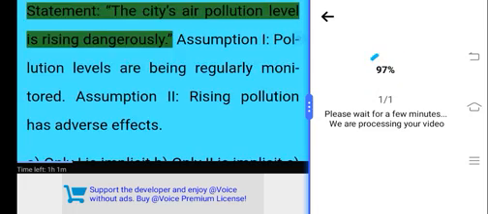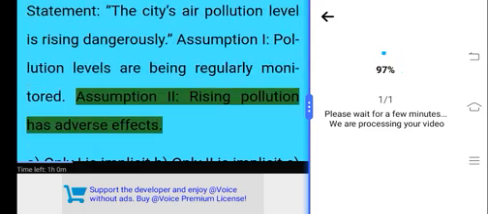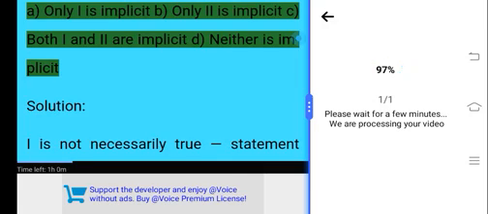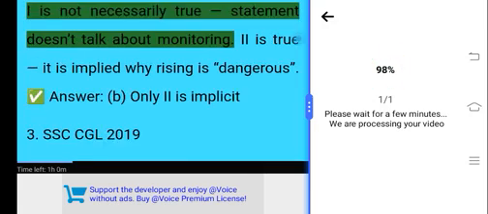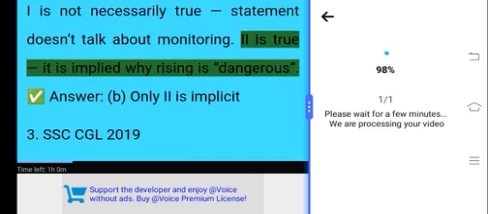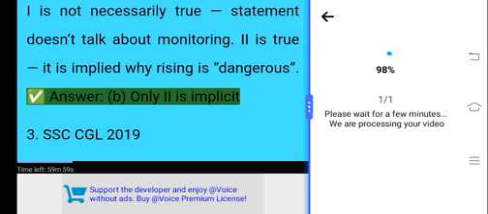2. SSC CHSL 2020. Statement: the city's air pollution level is rising dangerously. Assumption 1: pollution levels are being regularly monitored. Assumption 2: rising pollution has adverse effects. A. Only 1 is implicit. B. Only 2 is implicit. C. Both 1 and 2 are implicit. D. Neither is implicit. Solution: 1 is not necessarily true. The statement doesn't talk about monitoring. 2 is true. It is implied why rising is dangerous. Answer: B, only 2 is implicit.